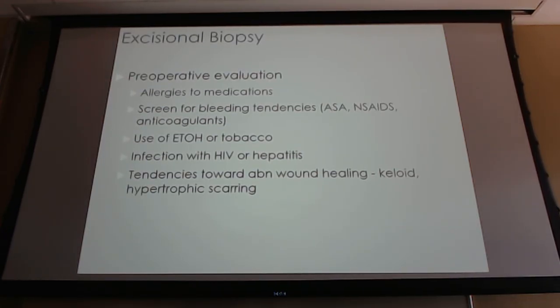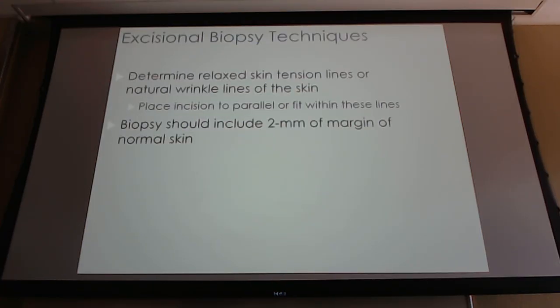Preoperative evaluation: allergies to medications. Are they on any NSAIDs or aspirins or anticoagulants? Because we don't want them to bleed out. Use of alcohol, tobacco, HIV, hepatitis. Tendencies toward abnormal wound healing, so keloid, hypertrophic scarring. We know that if it happened somewhere else, it can happen in this one again. So that's one of the things for us to look into.